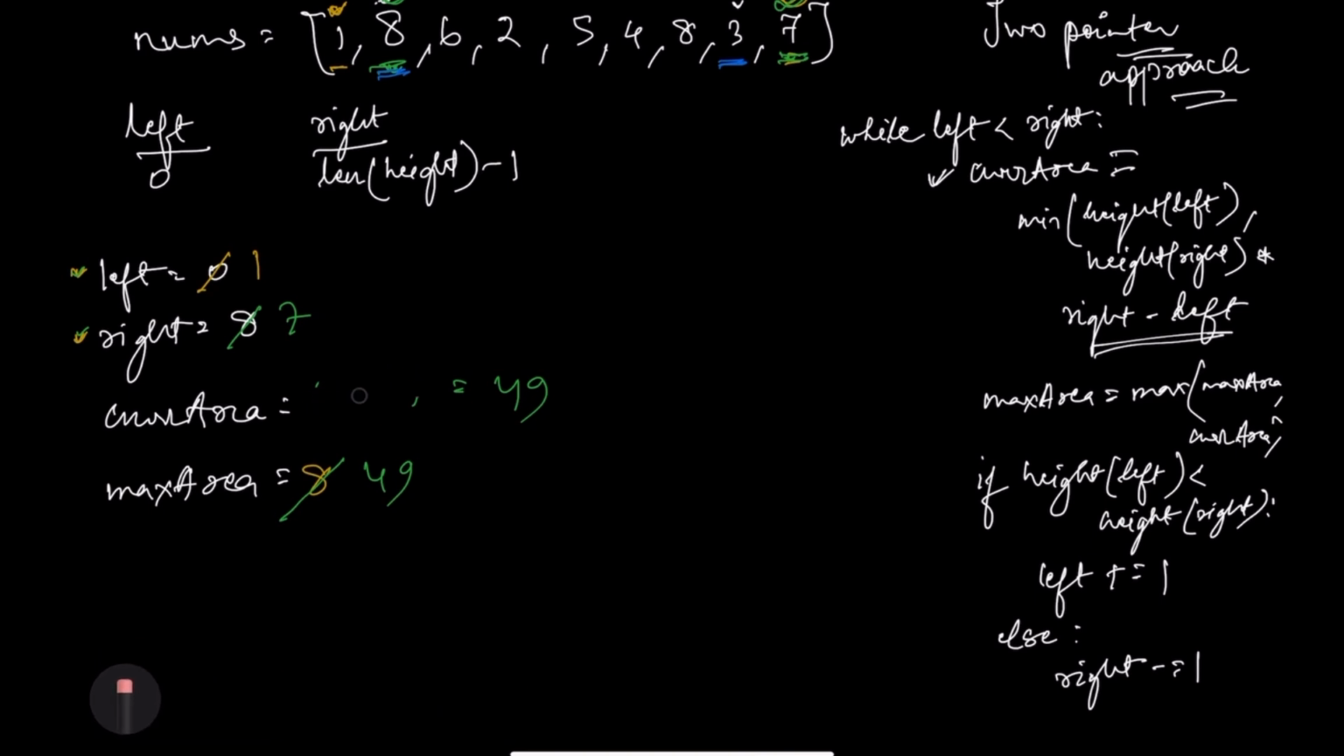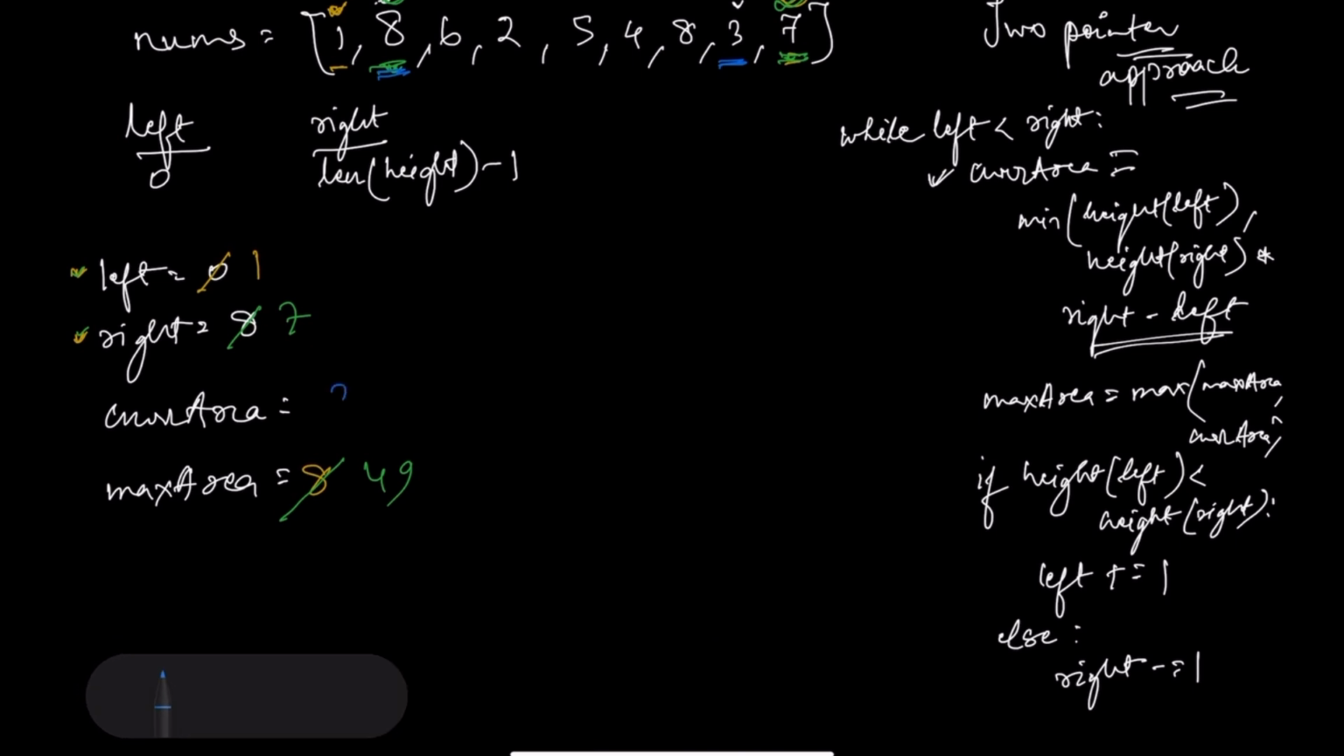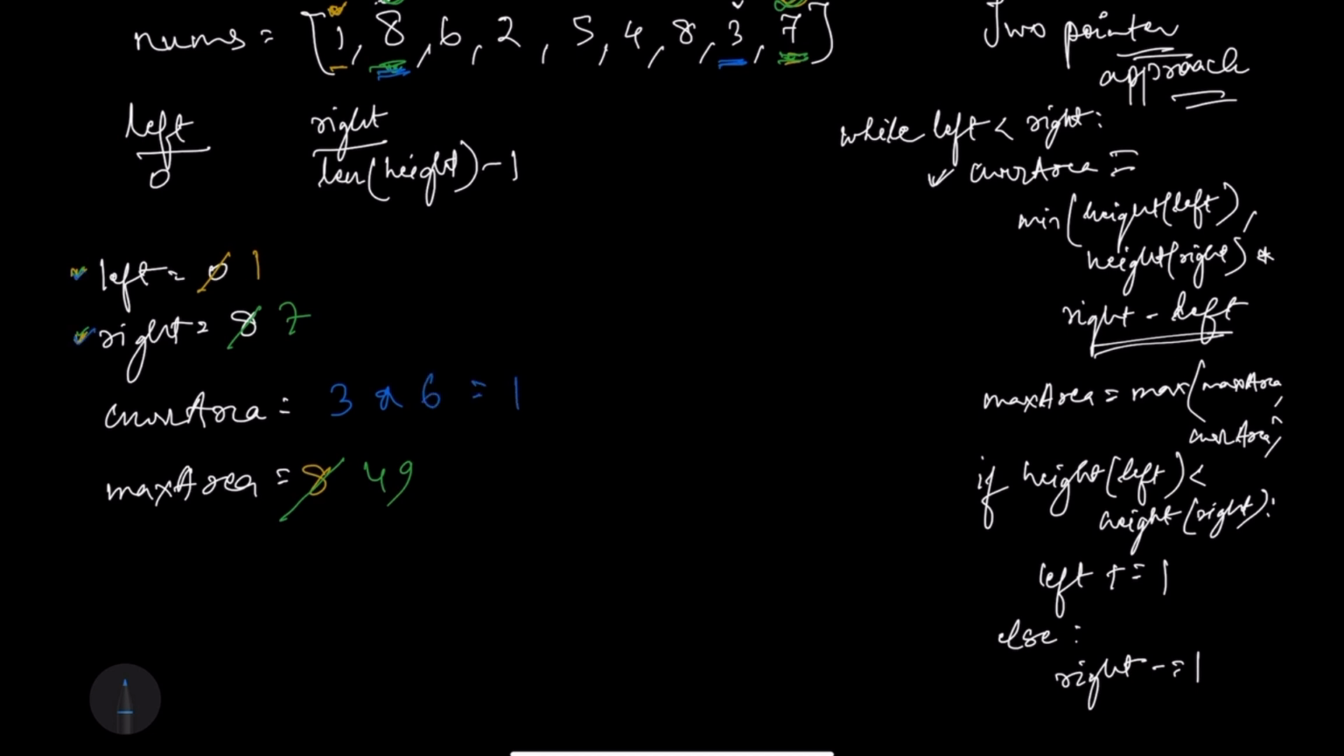So in our current area, we have to see at left we have got 8, at right we have got 3. So the minimum between these two is 3. Then we will do right minus left, which would be 7 minus 1, 6. So our current area would be 18. Then we will check our current area and max area. So our max area is 49. So our current area is smaller, so we will not update it.